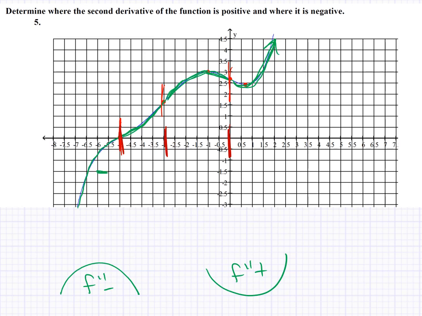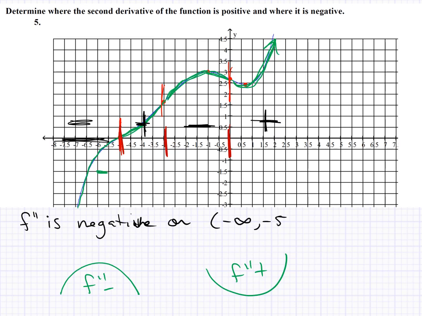So on this interval here, we have our negative. On this interval here, positive. On this interval here, we're turning down, so negative. And on this interval here, we're positive. So to answer the question, f double prime is negative on negative infinity all the way up to here, which would be negative 5. And in here, which would be, it looks like negative 3 to 0.